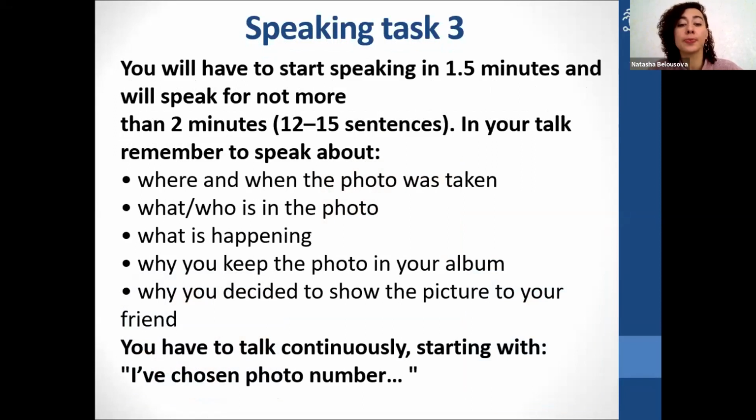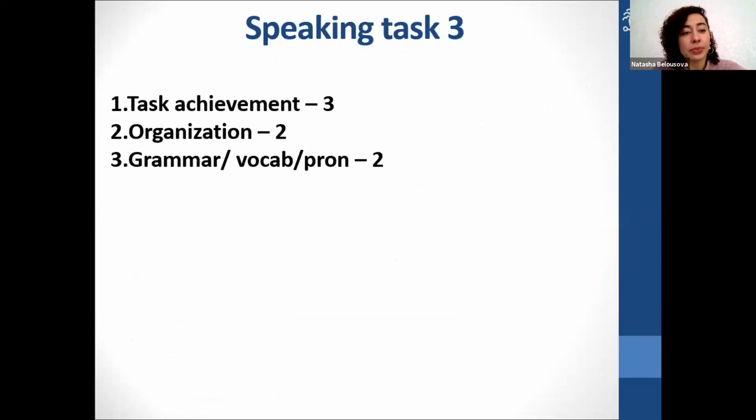That's important. Right, on the next slide, you can see just some data, numbers. Task achievement, that's the communicative aim. If all the points are covered, then the students can get maximum 3 points. 2 for organization.